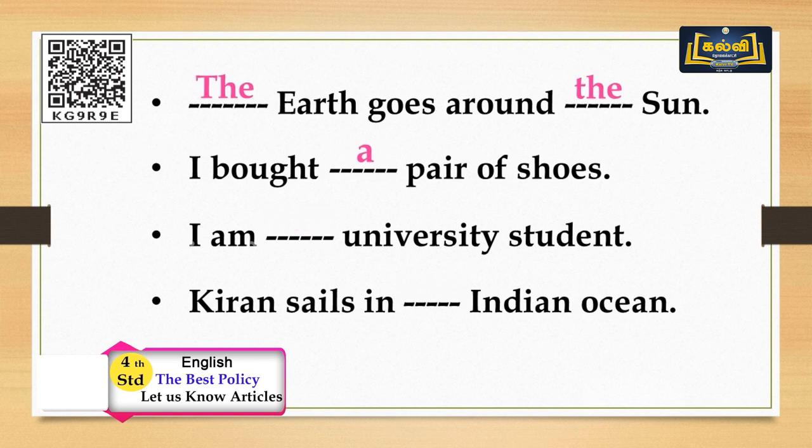You're right. Now tell me the answer for the third question, that is, I am dash university student. Which article should you use there? Even though the spelling starts with U, the sound of U is "yoo". So we are using "a". I am a university student, right? Coming to the next one, Kiran sails in dash Indian Ocean. See, I told you, for the oceans, rivers and lakes, which article should be used? The article used there is "the". Yes, you got it right. Kiran sails in the Indian Ocean.